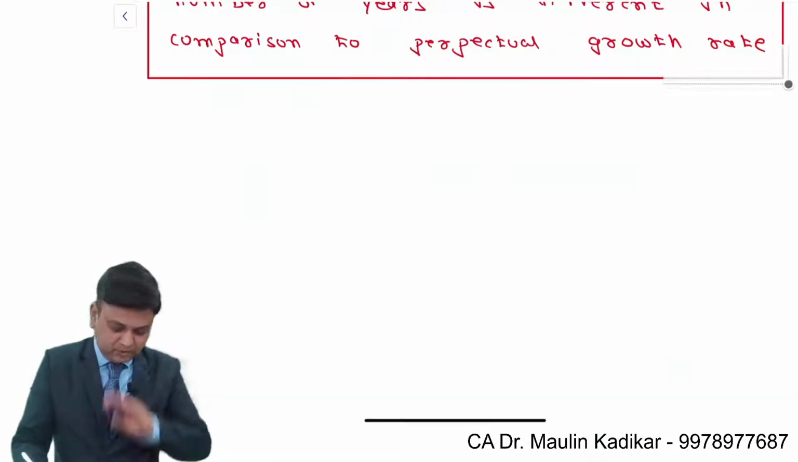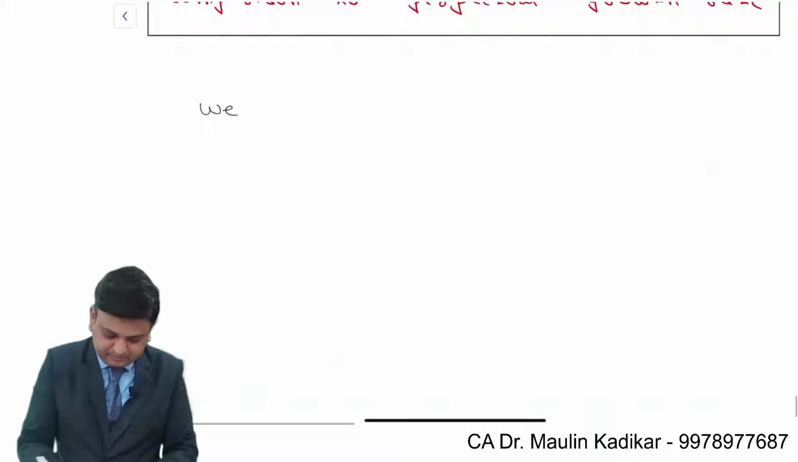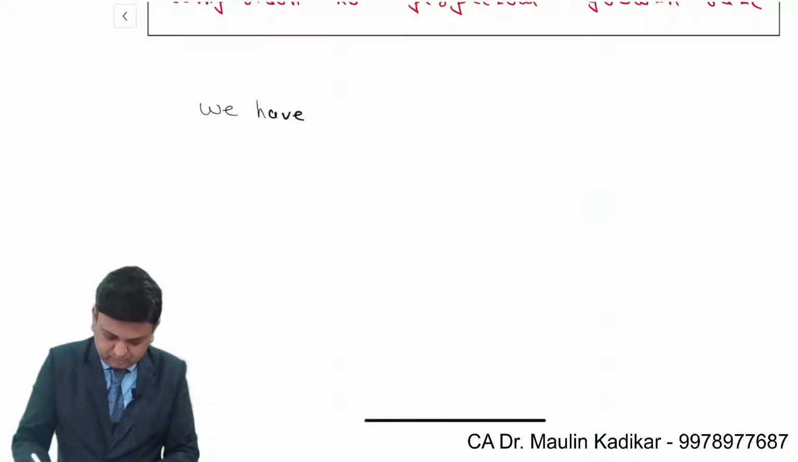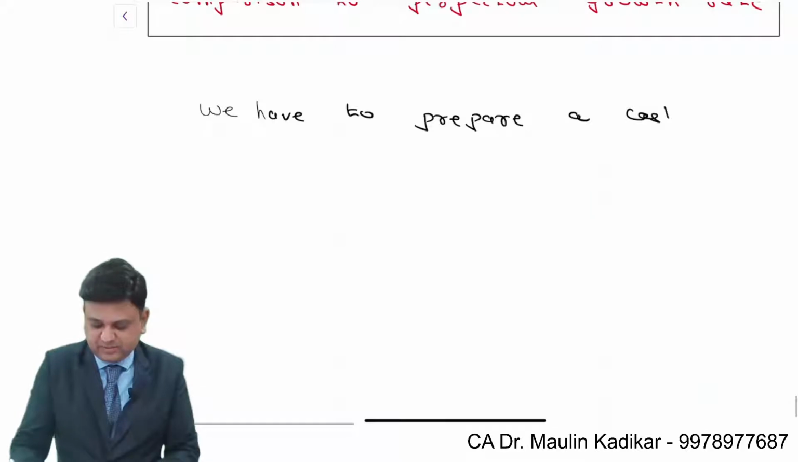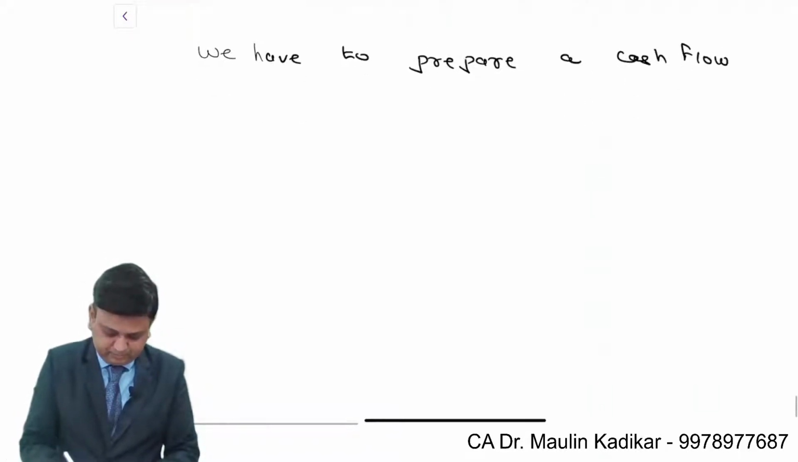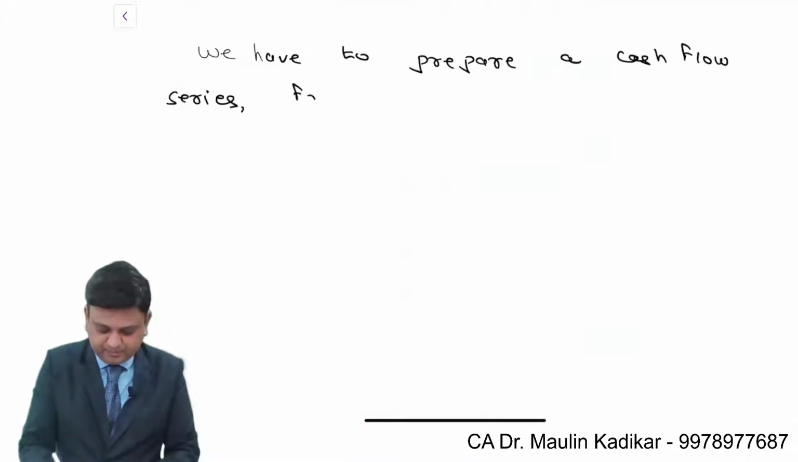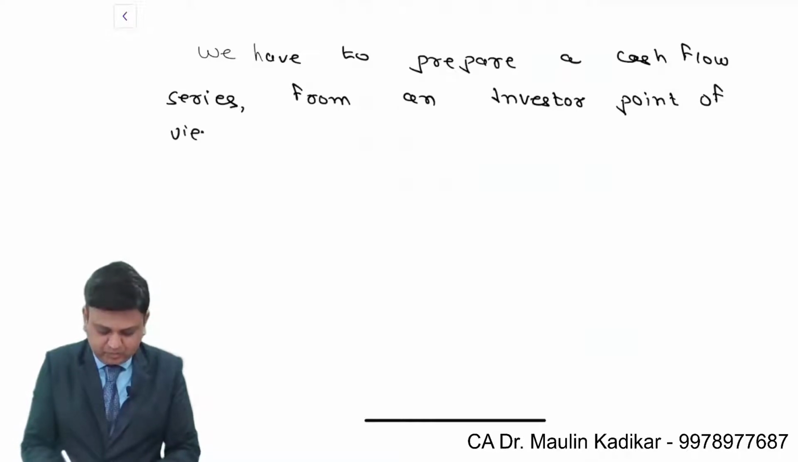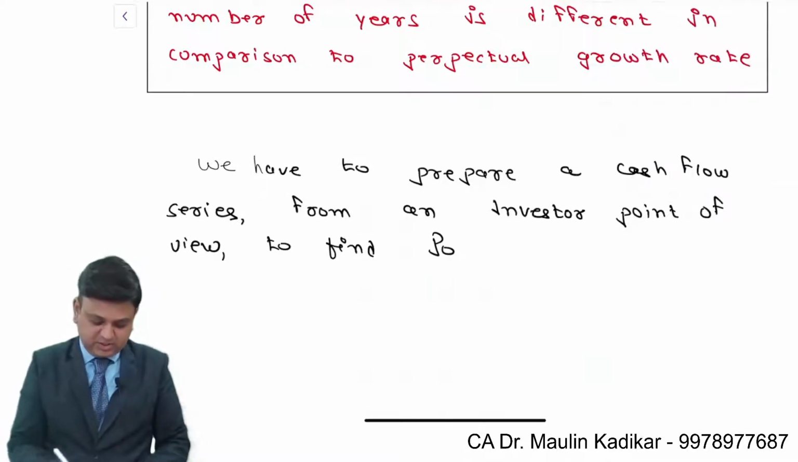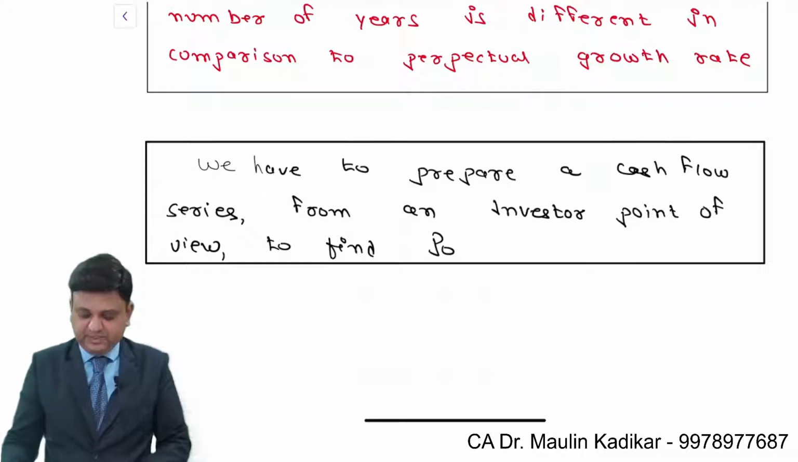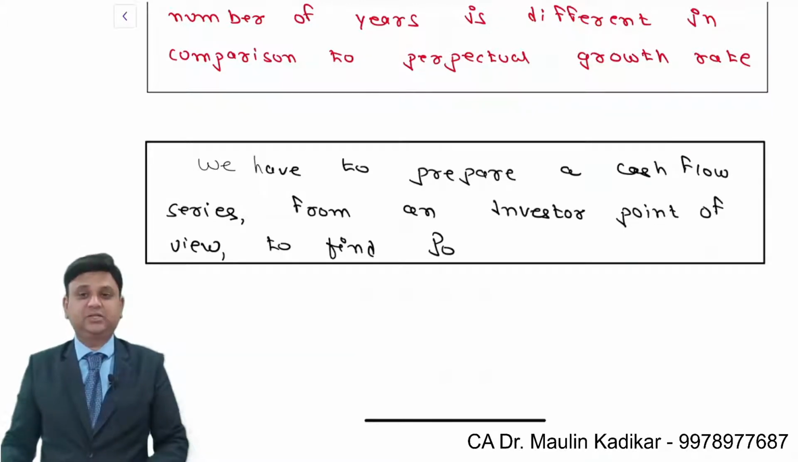In this type of situation, we have to prepare a cash flow series from an investor point of view to find P0. So in this kind of question, we don't have a choice but to prepare a cash flow series from an investor point of view, and the present value of the future cash inflow is the price of the security. That is what we understand.